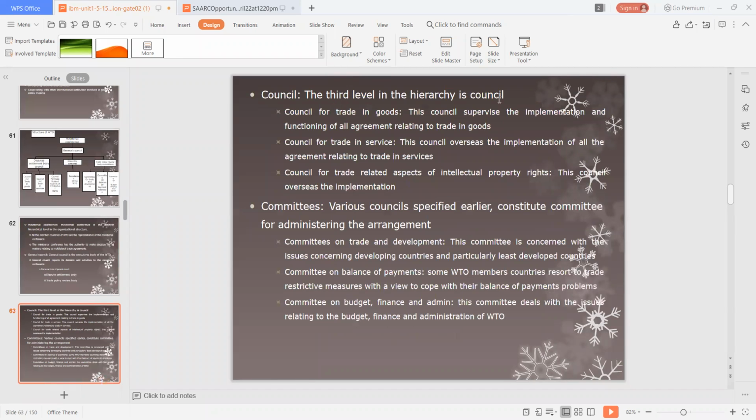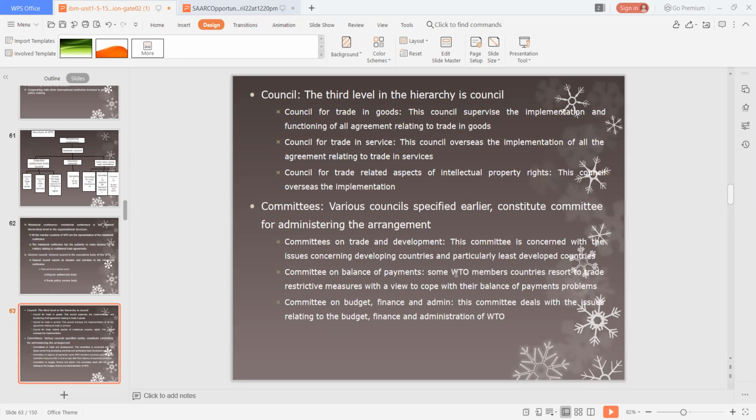The third level in the hierarchy is the Council. The Council for Trade in Goods, Council for Trade in Services, and Council for Trade Related Aspects of Intellectual Property Rights. So what is the Council for Trade in Goods? It supervises the implementation and functioning of all agreements relating to trade in goods. The Council for Trade in Services oversees the implementation of all agreements relating to trade in services. And copyrights and everything.